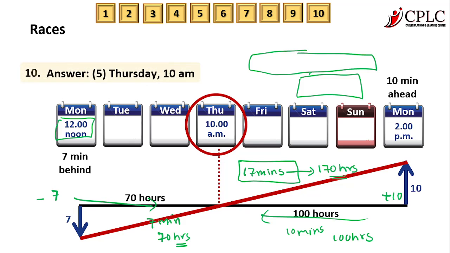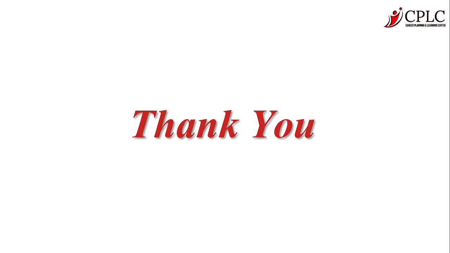This is what you can do here also. So folks, that is about races, which is your ratio proportion module. Make sure you revise it, go through this one more time clearly.